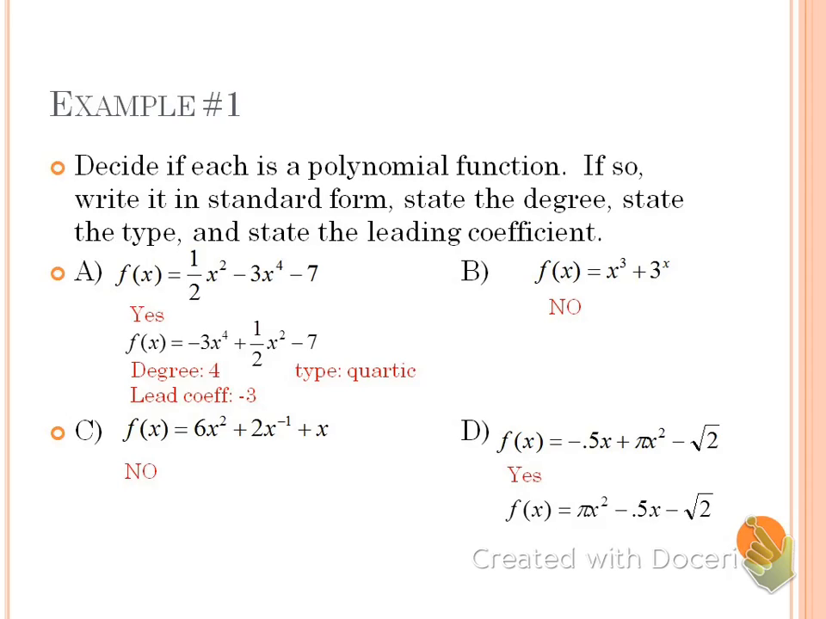What is the degree here? 2. What's the lead coefficient? Pi. And what type is this? The degree's 2. That'll tell you what we call it. Quadratic. That's what we did all last chapter. Good. For lead coefficient, I would just write pi. We all know pi is the same thing as 3.14. Either way, you're fine.